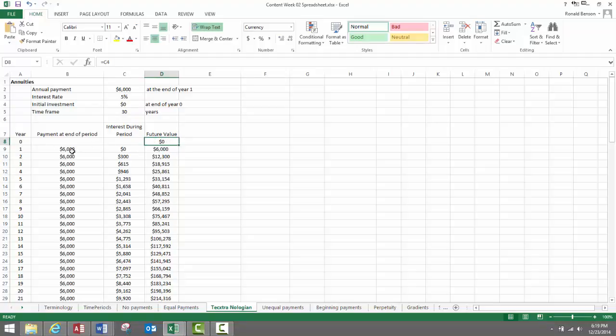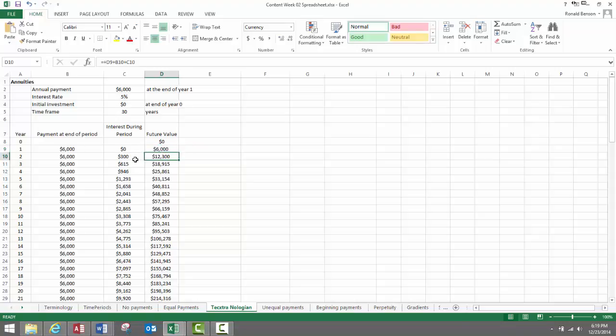Into year one, she deposits $6,000. There's no interest during year one since there was nothing deposited before year one. At the end of year one the balance is 6,000. D8, which is the future value here, plus the 6,000, plus the interest, ends up being 6,000.